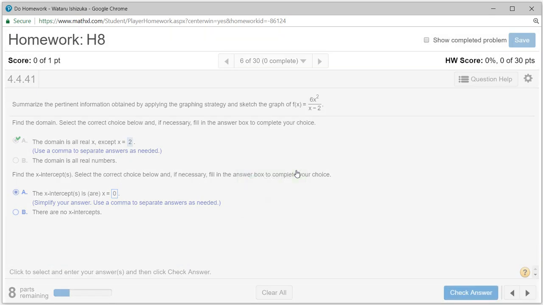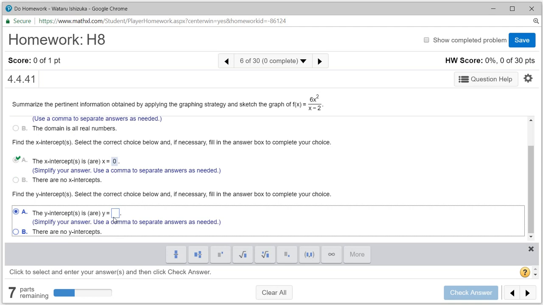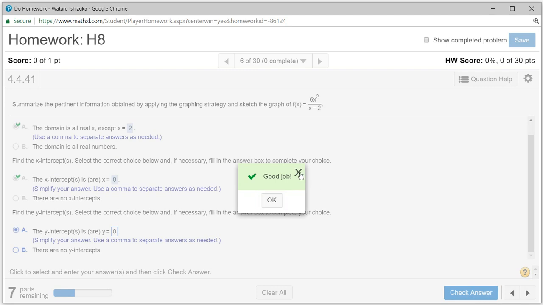We got that. And for the y-intercept, we're just going to plug in 0 here. Of course, y equals 0 also, so it just goes through the origin. So we got that.